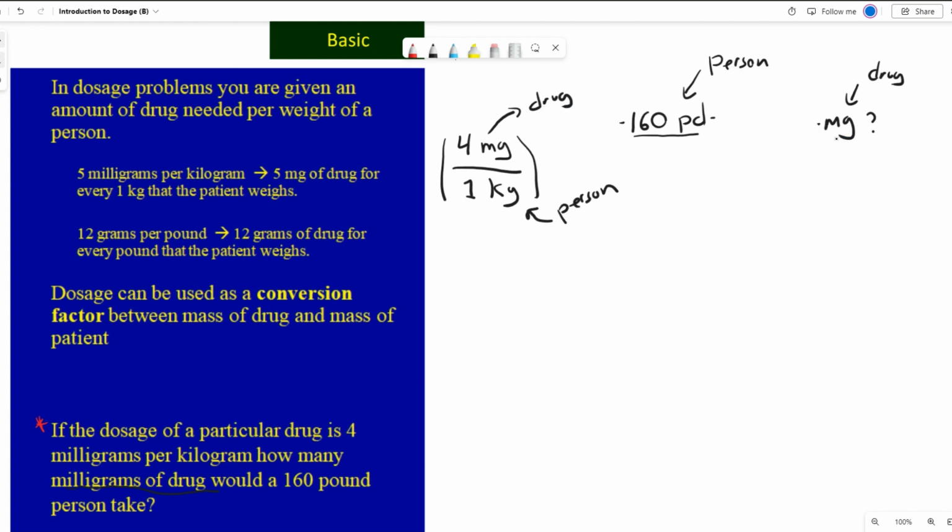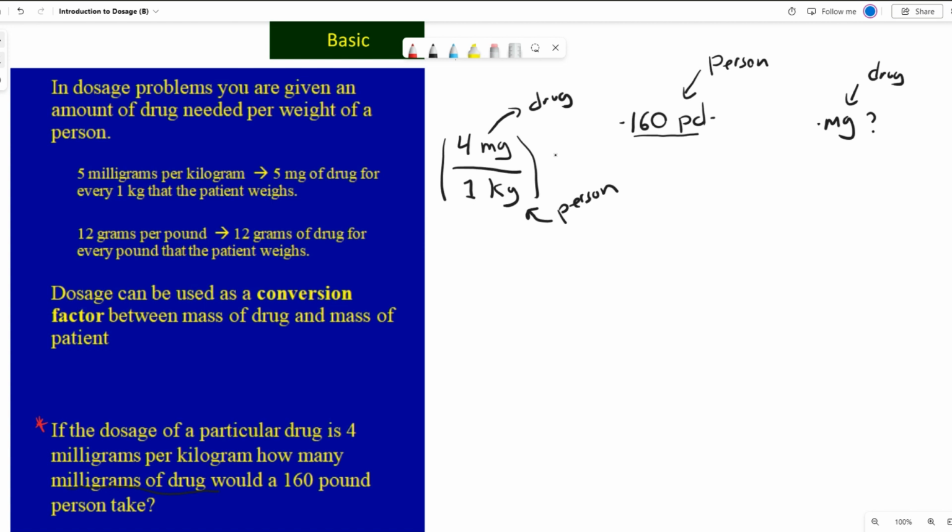It is very common for beginner students to just take this mass of the person in pounds, convert it into kilograms, and then go from kilograms to grams and grams to milligrams. And they don't even use the dosage, and they get the problem completely wrong. So make sure that you don't do that, and make sure that you label everything. It'll make the problem much easier for you to do.